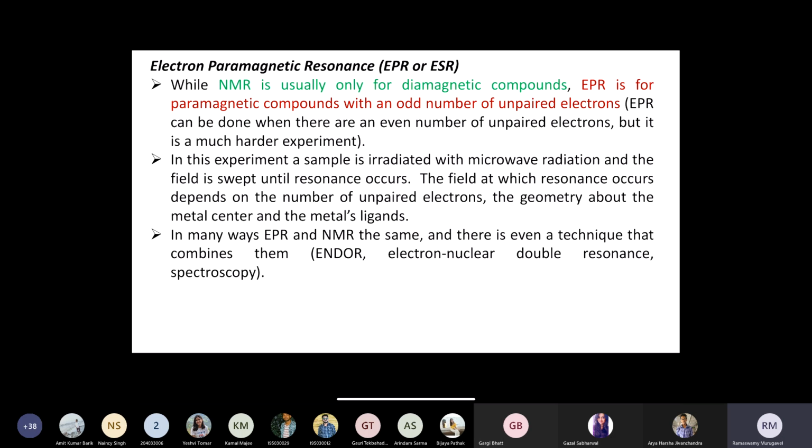And there is even a technique by the name ENDOR, which is electron nuclear double resonance spectroscopy, which combines both NMR and EPR. We do not do this in IIT Bombay, but it's not very difficult to do. I think there used to be a group in IIT Madras which did a lot of ENDOR spectroscopy. That professor is now retired.